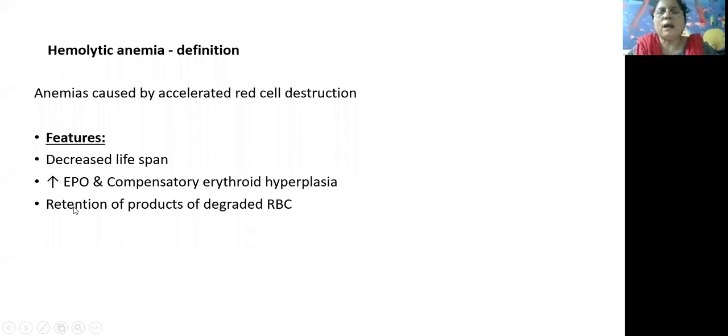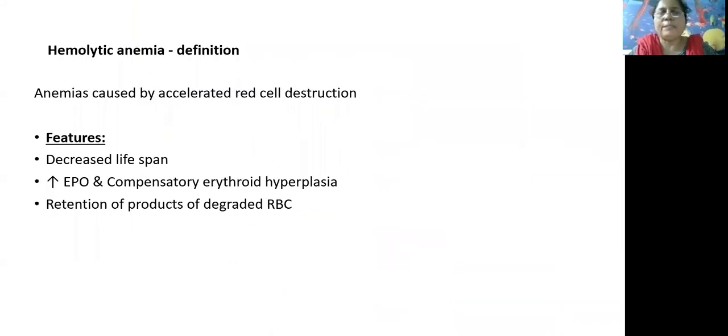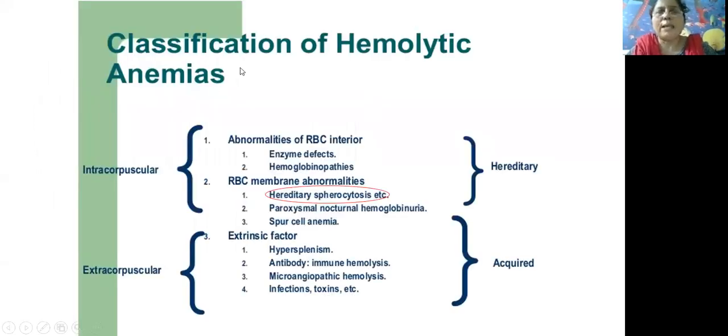So when the RBC dies, what will happen? What are the net products? Heme will be there, globin, then you have the porphyrin, hemosiderin, hemoglobin, bilirubin. All the end products will be increased. So decreased lifespan. Remember, increased erythropoietin and compensatory erythroid hyperplasia, and retention of products of degraded RBCs. Three things happen. So how do you classify it?